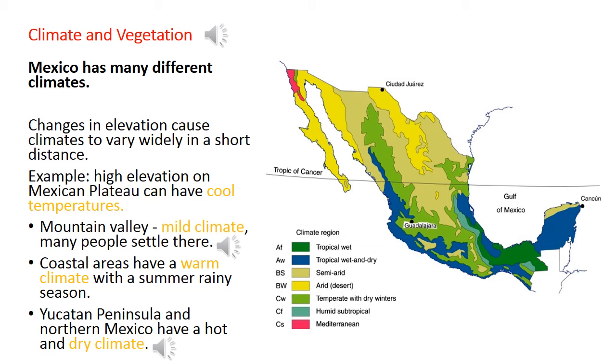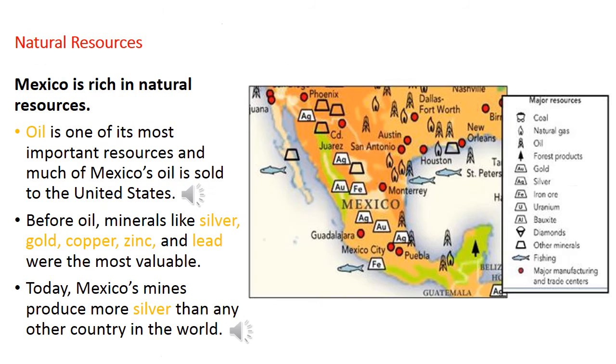Mexico's mountain valleys generally have mild climates, and many people have settled there. The valleys along Mexico's southern coastal areas also have pleasant climates. Warm temperatures and the summer rainy season support the forests that cover about 25% of Mexico's land area. Tropical rainforests provide a home for jaguars, monkeys, and other animals. While most of southern Mexico is warm and humid, the climate in the northern part of the Yucatan Peninsula is hot and dry. The main vegetation there is scrub forest.